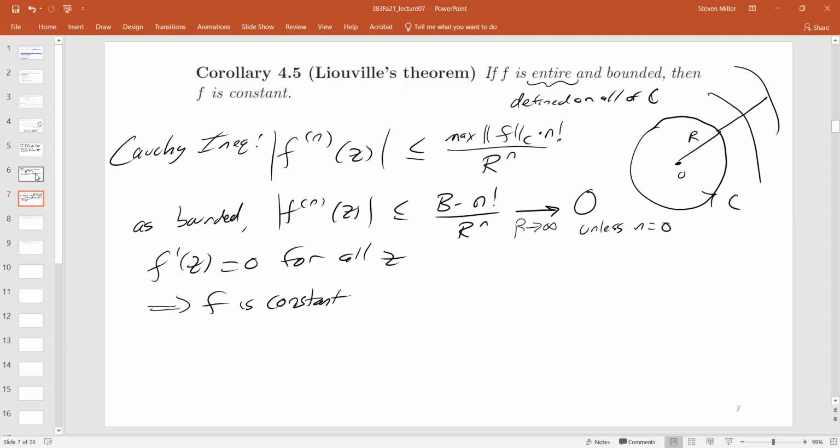We're told that f is bounded. So that's one of the inputs to the problem. We're saying it's bounded by, say, b. And so if the function is bounded by b, then it actually has to be constant. And we don't know it's actually that value b. We're just saying it's constant. I'm not saying it equals b.